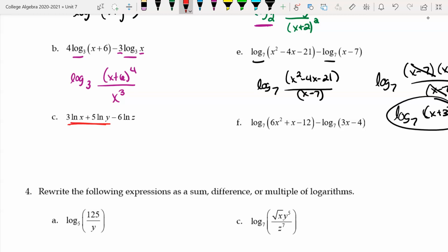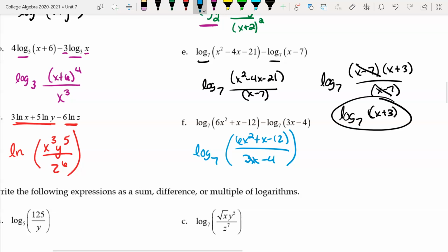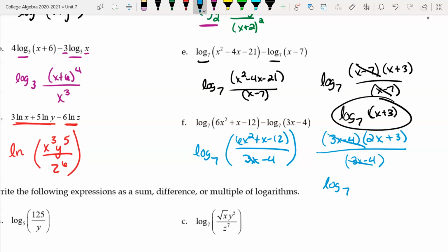Next one, I'm adding and I'm subtracting, so it's going to be multiplication and division. It's going to be x to the 3rd, sorry, y to the 5th over z to the 6th. And then last one, threw in another factoring one. So hopefully you know the top's going to factor into 3x minus 4, 2x plus 3 over 3x minus 4. So those are going to cancel, so I'm going to have log base 7 of 2x plus 3.